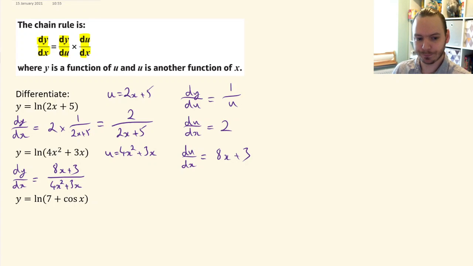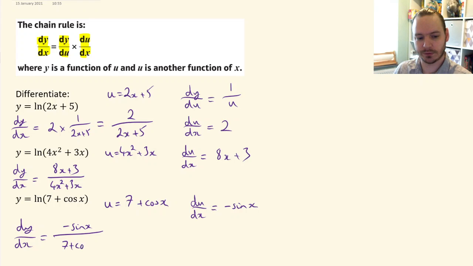And then the final one, we have the same thing as natural log of a function. So our u is 7 plus cos x. Dy by du will still be 1 over u because it's still just y equals ln u. So this time du by dx is going to be, well, differentiating 7 disappears it. Differentiating cos gives us minus sine x. So dy by dx is going to be minus sine x over 7 plus cos x. The denominator is not going to change.